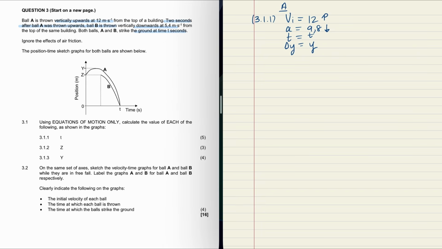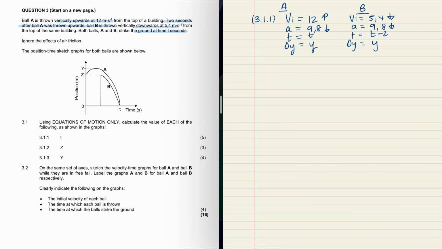Now for B, the initial velocity is equal to 5.4 downward, acceleration is equal to 9.8 downward. The time is going to be the time for A, but minus 2 seconds, so t minus 2, because it's traveling for a shorter time, being thrown 2 seconds later. And delta y is going to be the same because it's thrown from the same building.